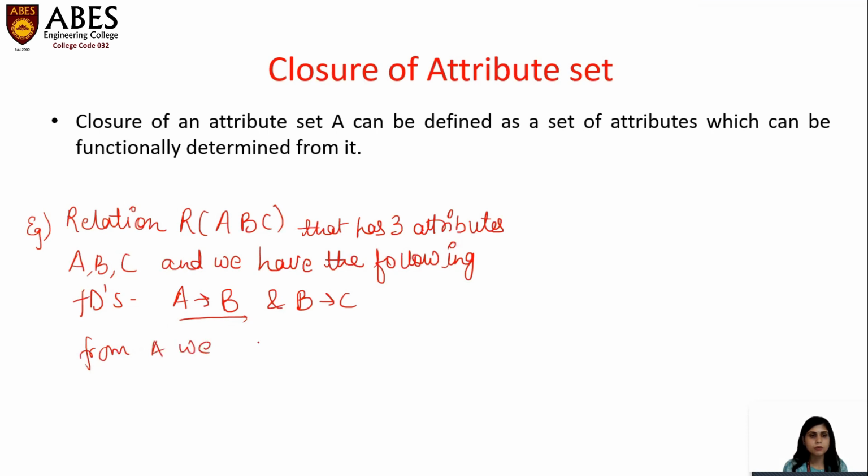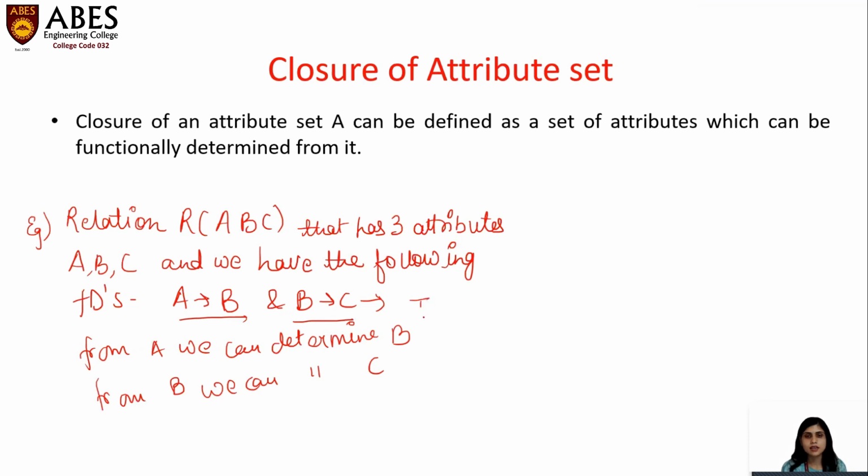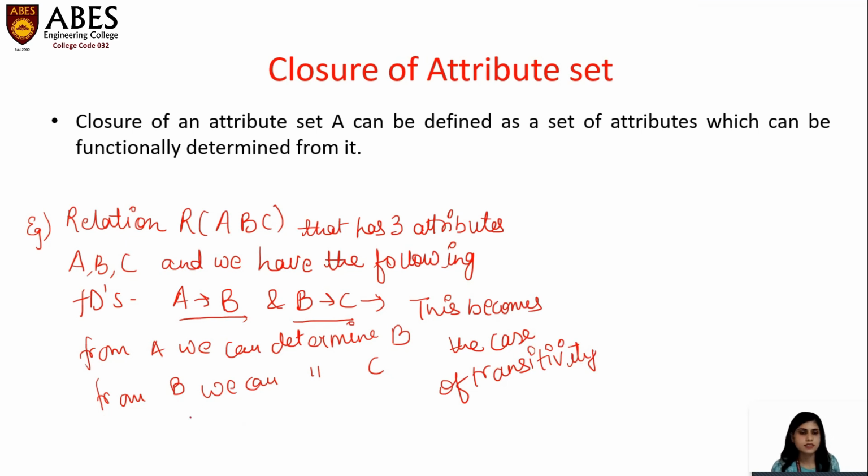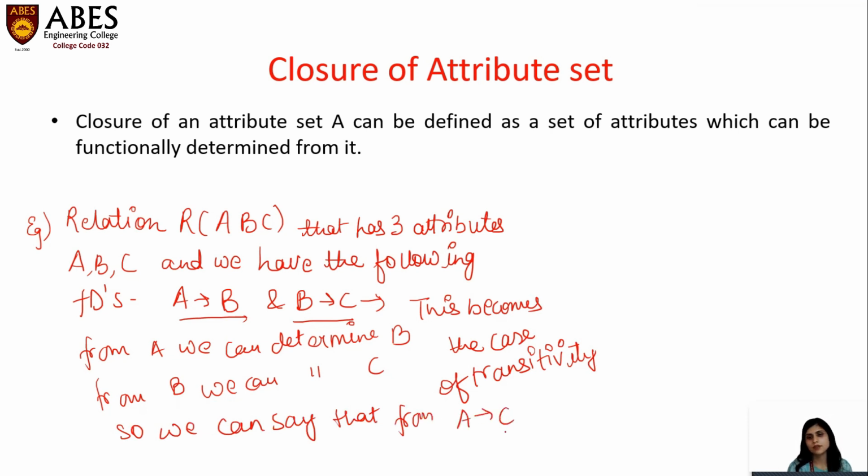From A we can determine B, and from B we can determine C. So this becomes a case of transitivity, which we have already discussed in the previous lecture. So we can say that from A we can determine C as well.